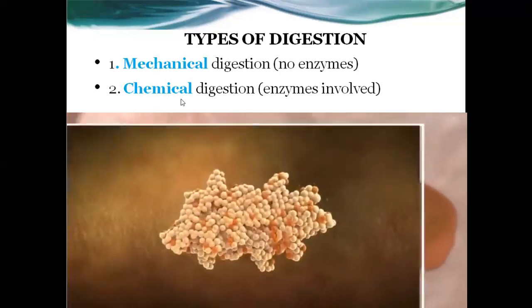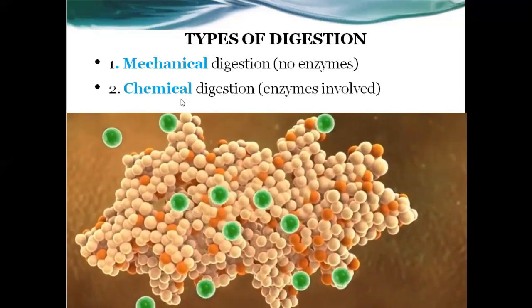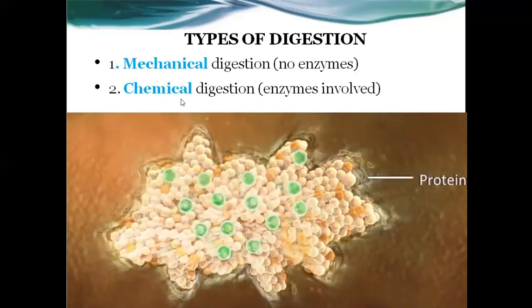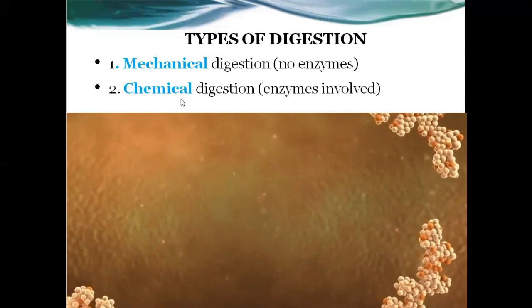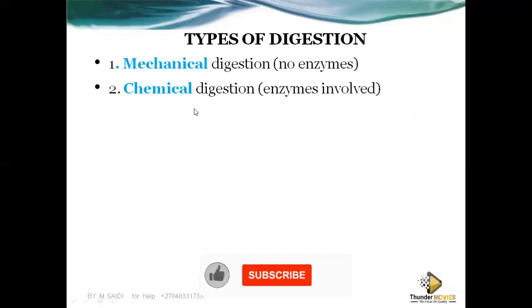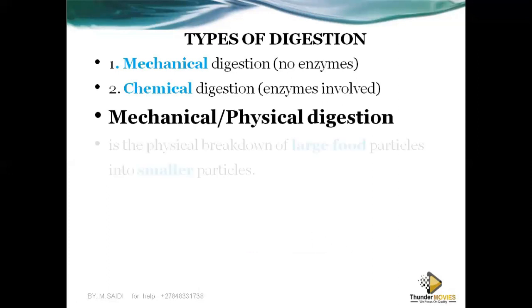Then you have what you call chemical digestion. This one uses enzymes or chemicals. Enzymes are chemicals which speed up the rate of chemical reaction. Then now we are saying that you have mechanical, or what you call physical digestion.